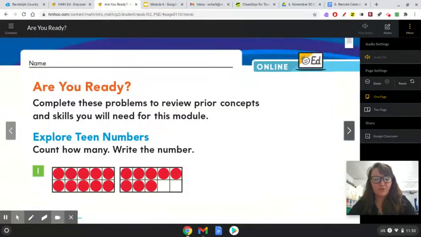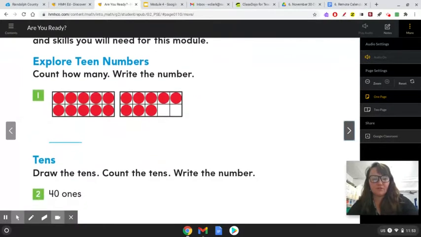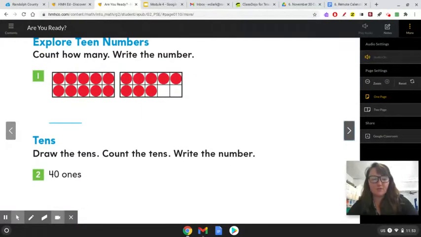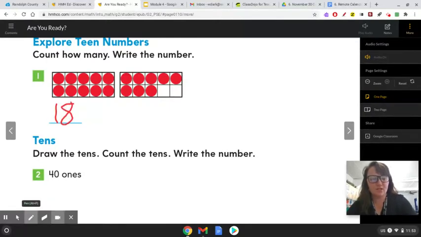All right, so the Are You Ready? Complete these problems to review prior concepts and skills you will need for this module. So we're going to explore teen numbers. So count how many and write the number. All right, this should be pretty simple. We know this is a 10, so 10, 11, 12, 13, 14, 15, 16, 17, 18. So this is 18.